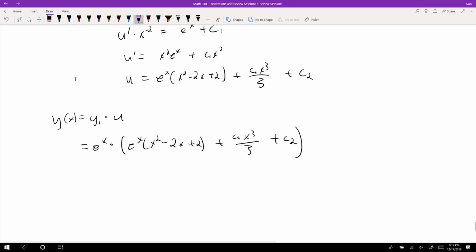Here's one thing that I didn't really talk about that I didn't do here. The c1 eats that 3 in the denominator, because c1 is an unknown coefficient, so it just eats the 3. So if we write this out, this is x squared e to the 2x minus 2x e to the 2x plus 2 e to the 2x. And then plus c1 x cubed e to the x. Let's write it that way. So there's the c1 eating that fraction, and then plus c2 e to the x.